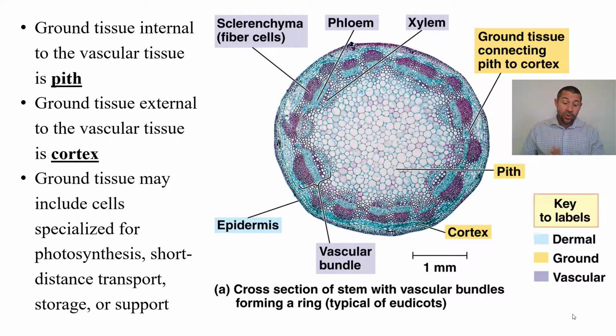And then finally, we have the ground tissue known as the pith and the cortex. The pith is the internal tissue. You can see it here, this spongy internal tissue. It's located internal of the vascular bundles, which are in purple. The cortex is the ground tissue that's located external of those vascular bundles.